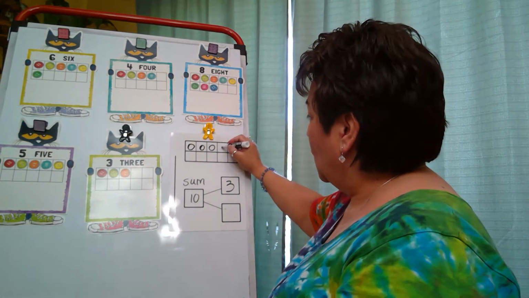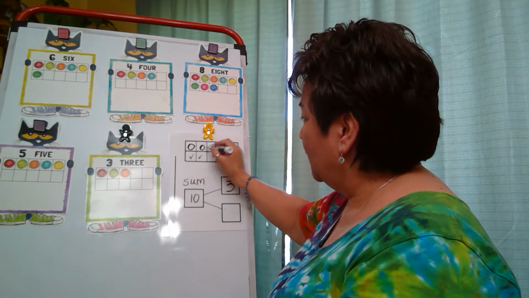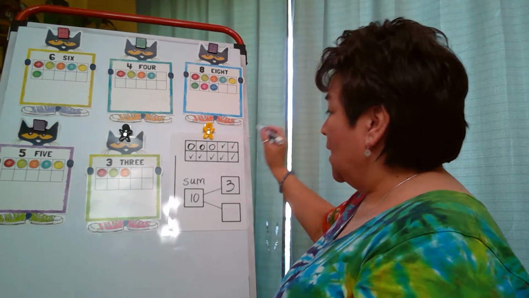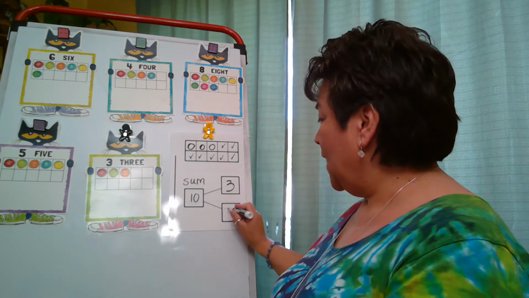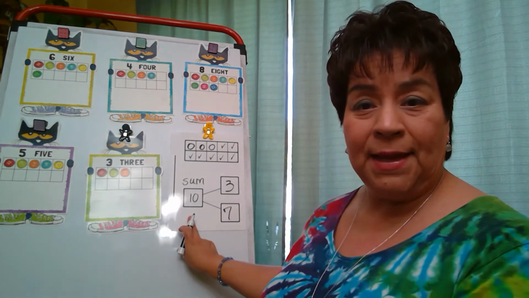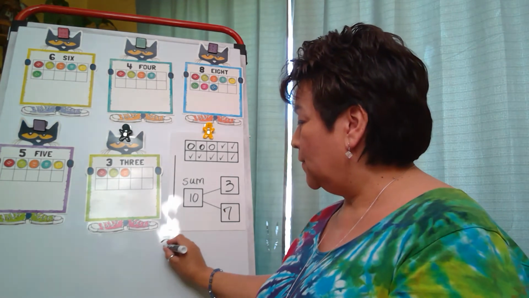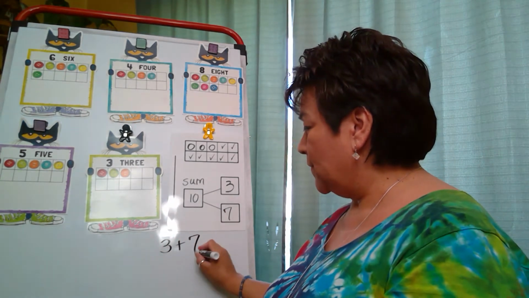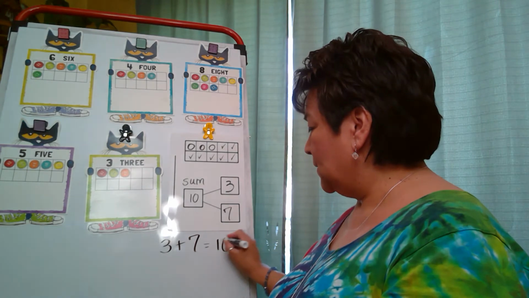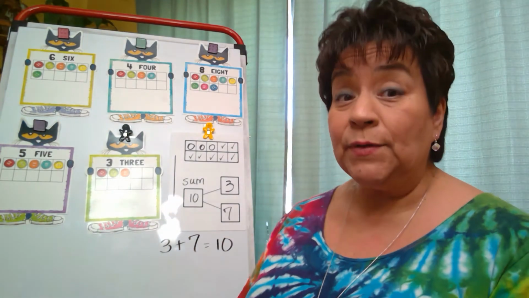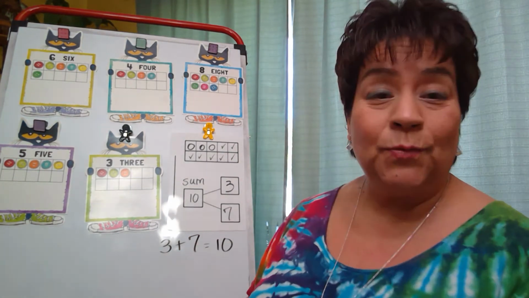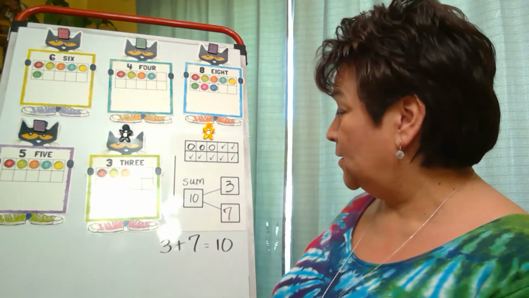Are we ready? 1, 2, 3, 4, 5, 6, 7. 3 and 7 more makes 10. So let's see. 3 and 7 more makes 10. We are composing. If we were decomposing, we could actually use our number bond again and just go the opposite.